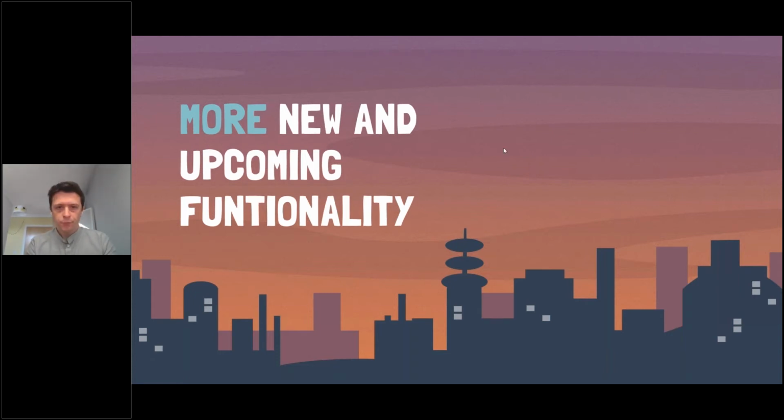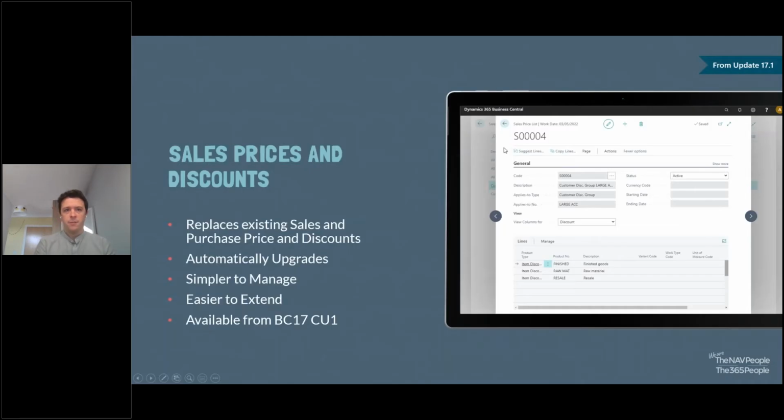So if we just jump to the first piece of functionality, as Tom mentioned, sales prices have had a major overhaul. This comes as part of the 17.1 update, which is really great. So that should be around any time now. Fundamentally, they've rewritten prices from the ground up. This applies to both sales and purchase pricing. We'll have a look at it in a second, but important to note, despite being a different structure, Microsoft have kindly provided an automated upgrade.